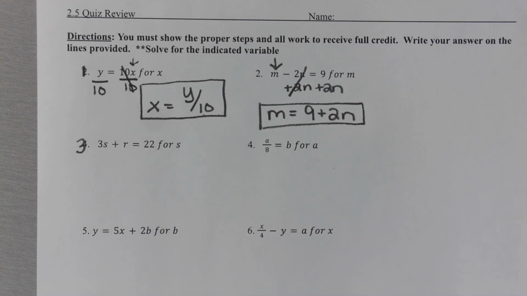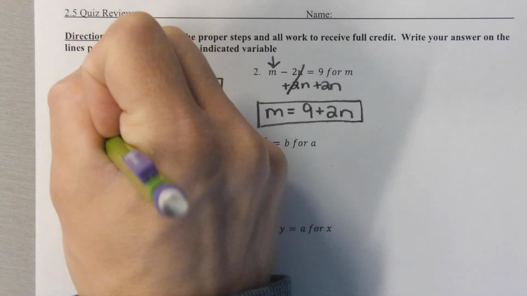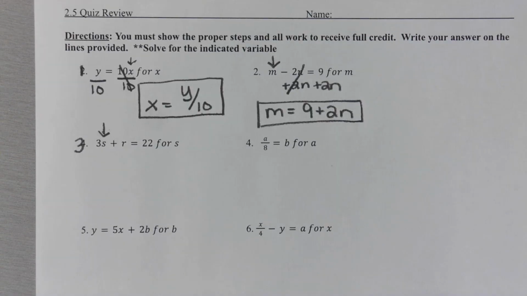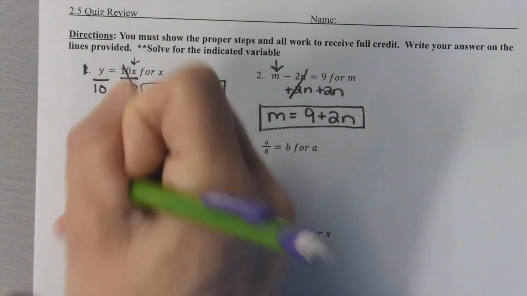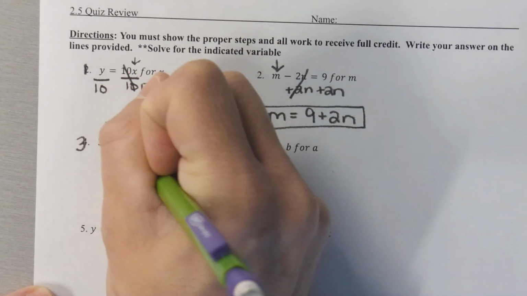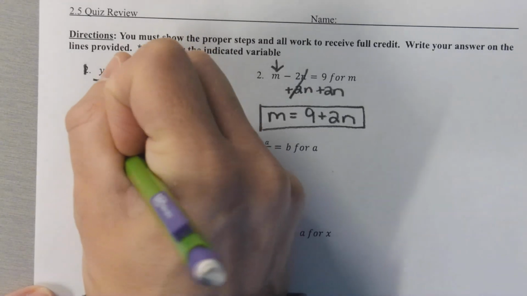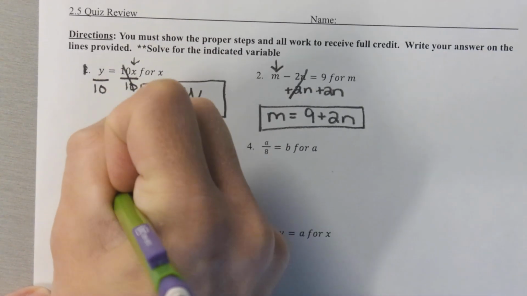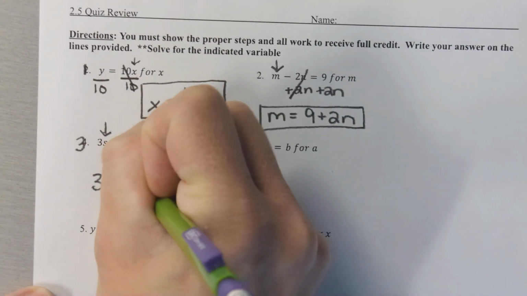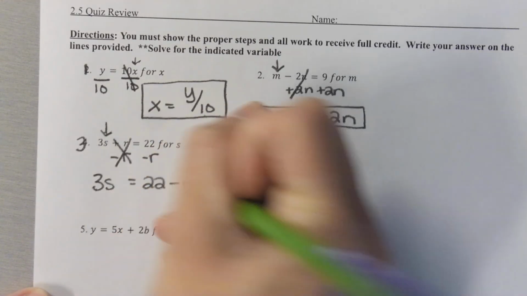All right, so the problem that's really number 3. We want to get the s alone. Sometimes I like highlighting it or drawing an arrow toward it so I know, okay, this is the one I'm trying to isolate or get by itself. The first thing I always try to get rid of is anything being added or subtracted. So let's subtract away the r. The r is being added. We're going to do the opposite. So I get 3s equals 22 minus r.